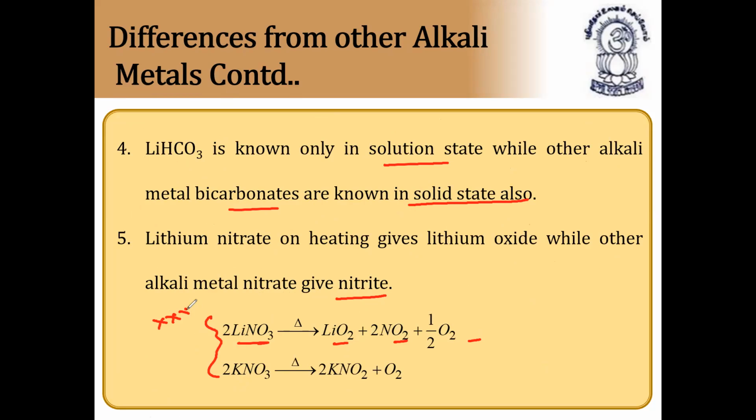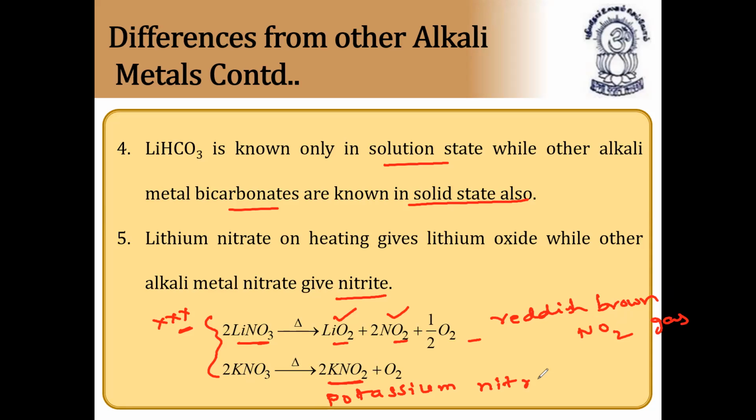So lithium nitrate on heating strongly forms lithium oxide and nitrogen dioxide. Nitrogen dioxide is a reddish brown colored gas. Only lithium nitrate will give nitrogen dioxide gas, whereas potassium nitrate and sodium nitrate will give their respective nitrites. This is called potassium nitrite.